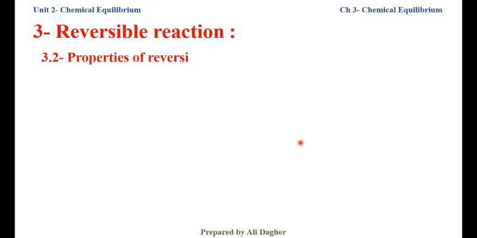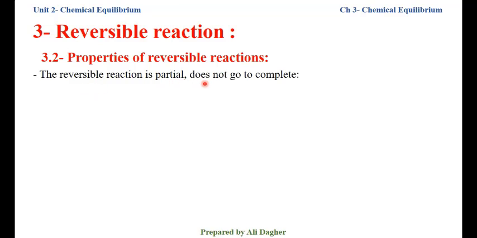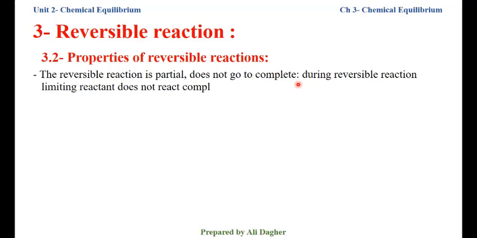Now, what are the properties or the characteristics of reversible reactions? The reversible reaction is partial. That means it does not go to completion. It is not a complete reaction, it is an incomplete reaction. During a reversible reaction, the limiting reactant does not react completely. The reversible reaction is not a complete reaction, because in case of a complete reaction, the limiting reactant should react completely. In case of a reversible reaction, the limiting reactant does not react completely.